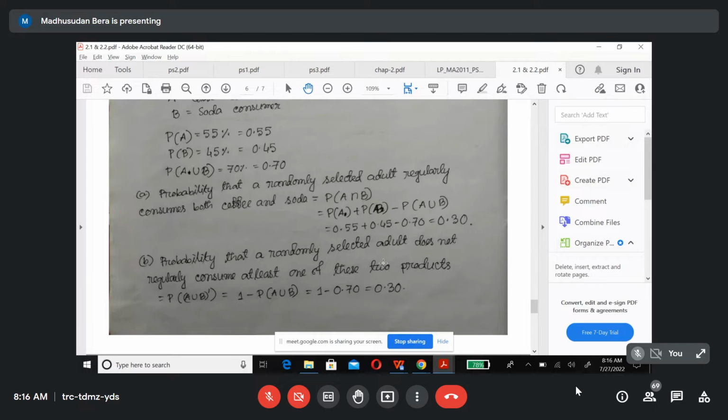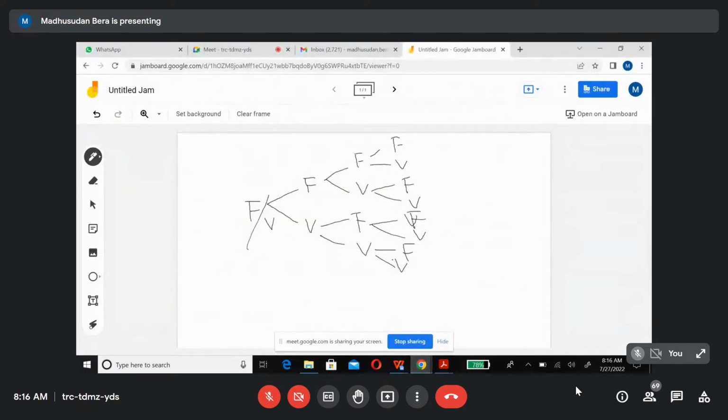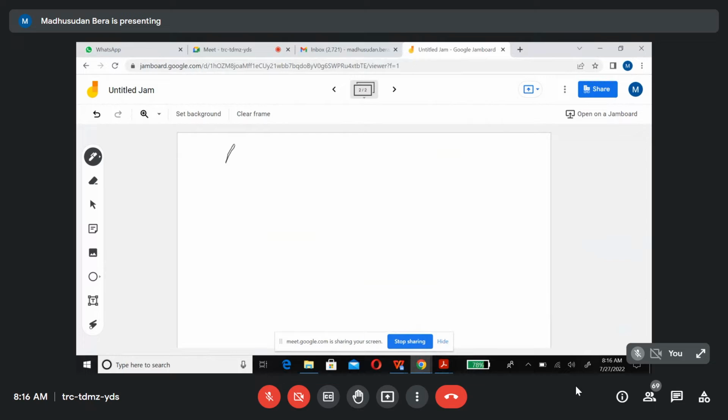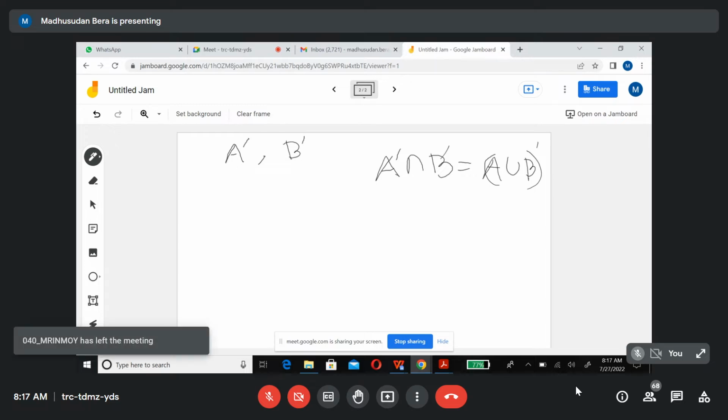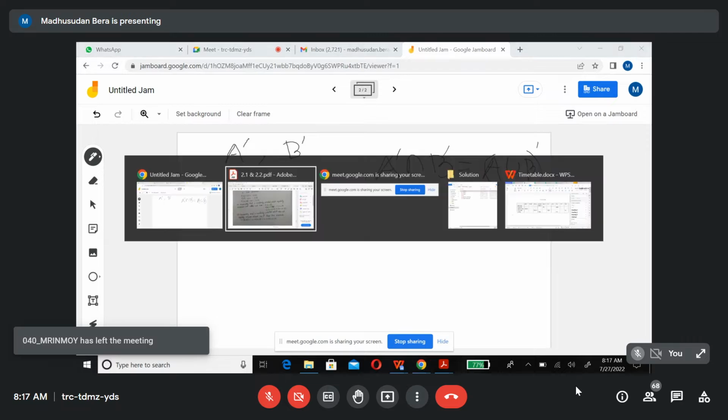Another way: does not consume at least one of these two items. So does not consume coffee is A complement, and does not consume carbonated soda is B complement. Then it will be an intersection because he is not consuming anything. So A dashed intersection B dashed is, by De Morgan's law, (A union B) dash. That way it is done. These types of questions may be in the exam. Okay, this question okay? Okay, sir.